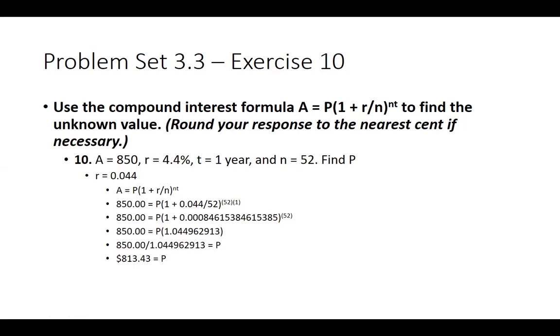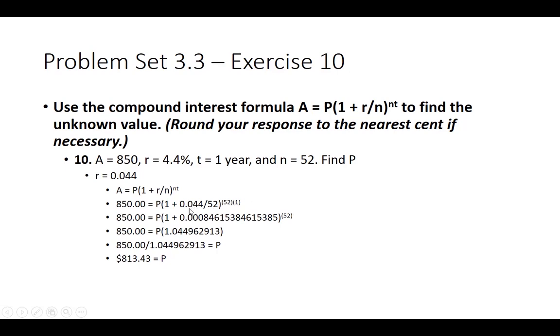And number 10. Nothing new here. 4.4% as a decimal becomes 0.044. Plug that in for R. Plug 52 in for N in both places. Plug 1 in for T. Plug 850 in for A. We are solving for P. First stop exponent, 52 times 1 is 52.